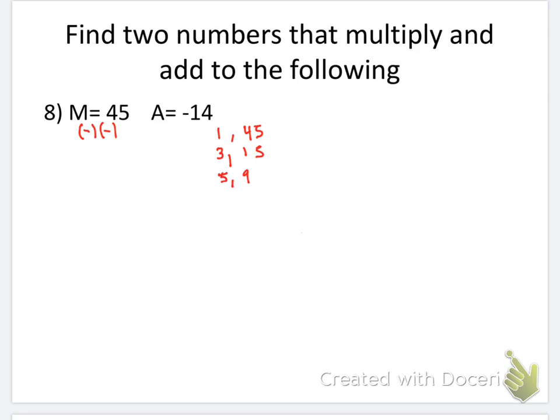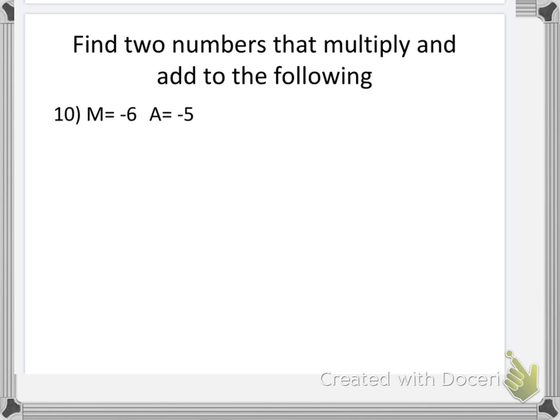And again, remember, for it to add to be negative, both of them have to be negative. So this gives me negative. We're going to add them. So negative 46. This gives me negative 18. And this gives me negative 14. That's the one I'm looking for. So remember, guys, you kind of have to work through that logic. If it's multiplying to give you a positive number, but adding to give you a negative number, they both have to be negative.